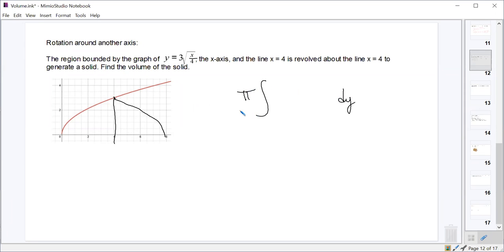Let's see, what are our y values? We're starting at the bottom here, which is 0, and going up to here. What's that y value up there when x is 4? 3. Should be 3. Okay. And then we need a radius inside of here to square, don't we? What's our radius of any of these circles? Let's say from here to here. That's our radius. What's this distance?